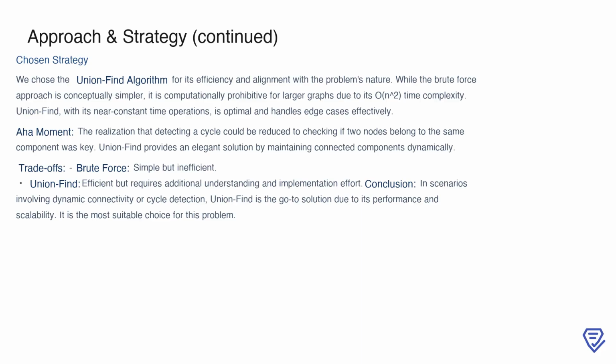The key insight, or aha moment, was realizing that detecting a cycle could be reduced to checking whether two nodes belong to the same connected component. This insight, combined with the dynamic connectivity capabilities of union find, provides a robust and scalable solution. While union find does require some additional understanding and effort to implement, the trade-off is well worth it given its performance advantages. For problems involving dynamic connectivity or cycle detection, union find stands out as the go-to solution, making it the most suitable choice for addressing the redundant connection problem.